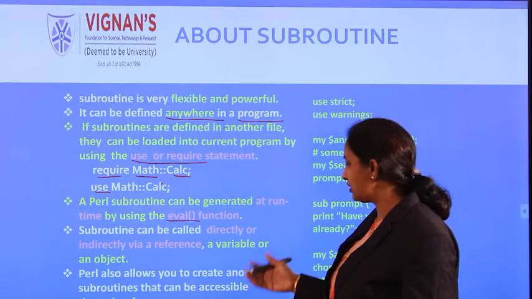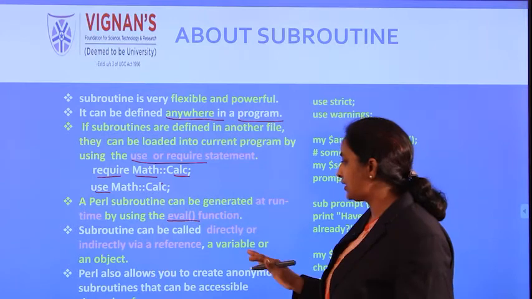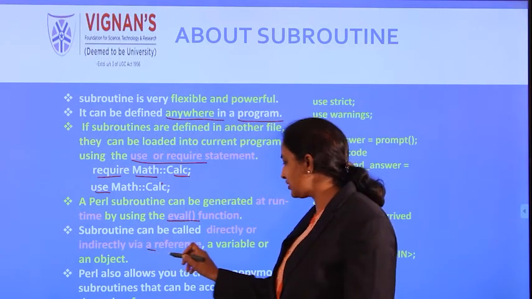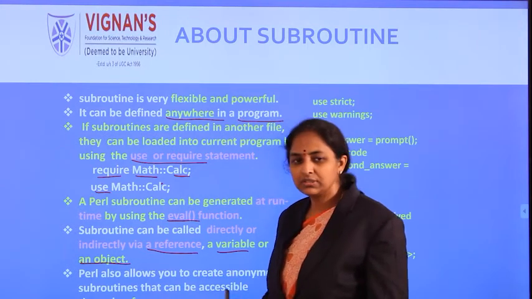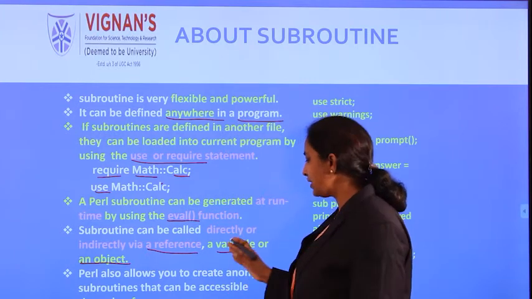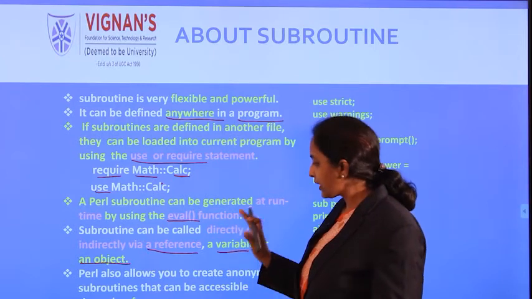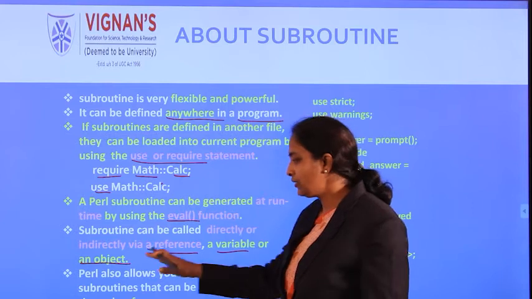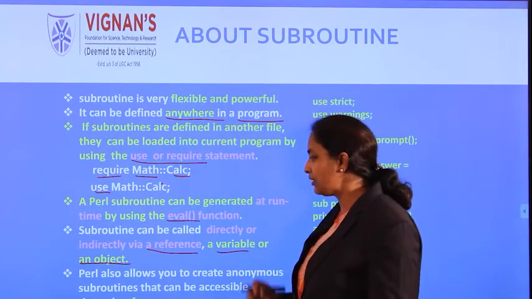While coming to the calling purpose, you can call the subroutine directly or indirectly. If you want to call indirectly, you have to use either a reference, a variable, or an object. These are the three methods of calling the function indirectly. We will see them in the later slides. So please remember that your subroutine can be called directly by passing the parameters, or indirectly with the help of references, variables, or an object.